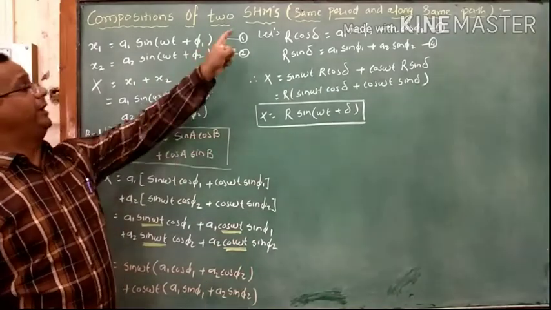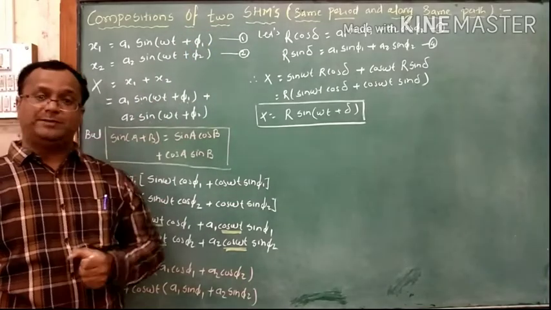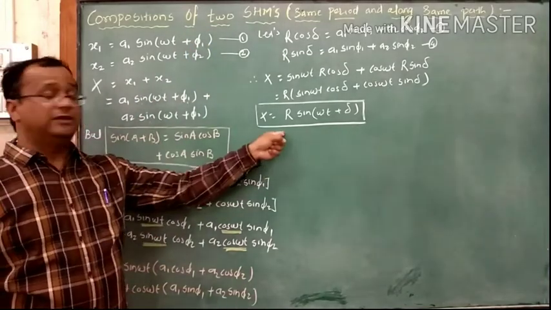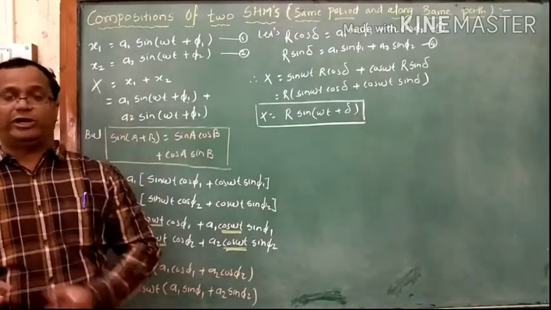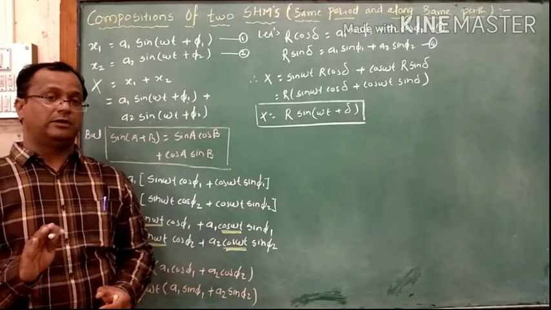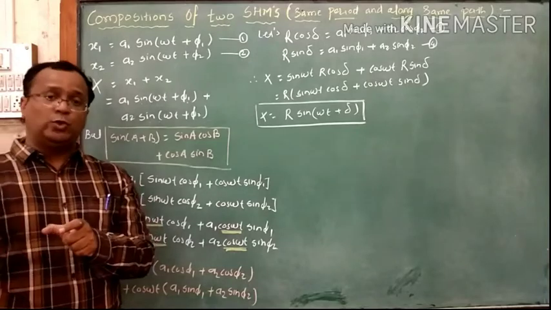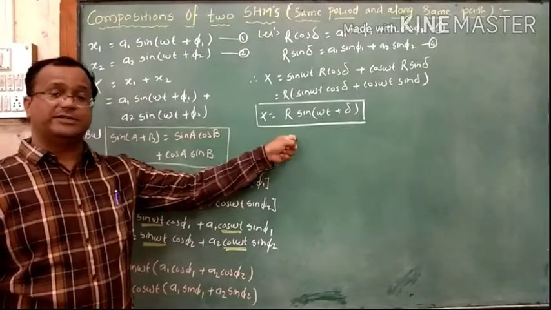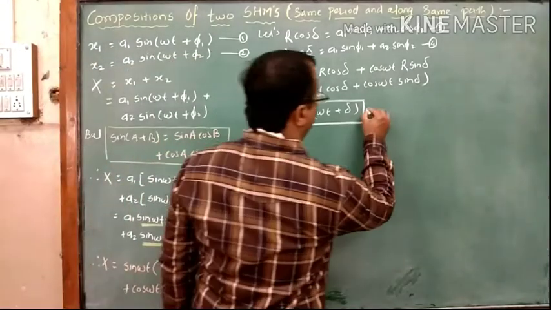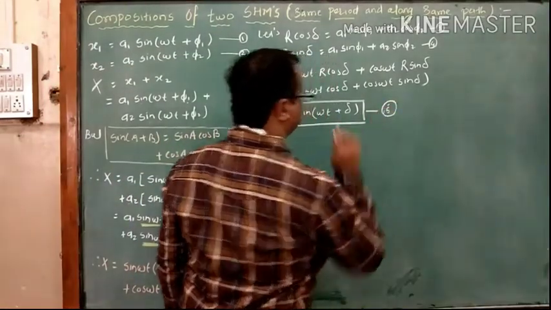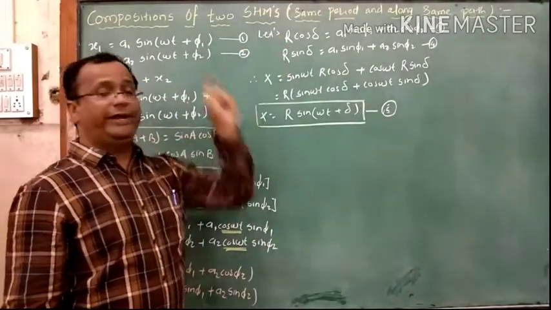Equations 1 and 2 also represent simple harmonic motion, and the resultant equation also represents simple harmonic motion. It means the resultant of two simple harmonic motions is simply a simple harmonic motion. Suppose this is equation number 5. Now we want to find the resultant amplitude and resultant phase.